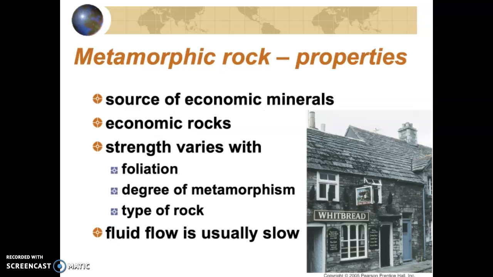Now, what can we use metamorphic rocks for? Just like the other two sources of economic minerals and economic rocks, the interesting thing about metamorphic rocks is they tend to be pretty durable because of the high heat and pressure associated with their formation, except the foliation, the layering that we find due to the high pressure, can cause there to be weakness in one direction. One of the things that allows you to do is break this very hard rock into thin layers and use it as roofing material. And so the roof on this building is made out of that low-grade metamorphic rock, slate.